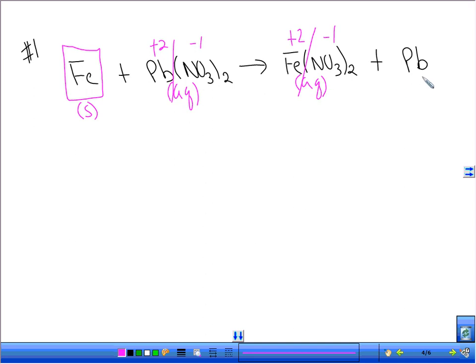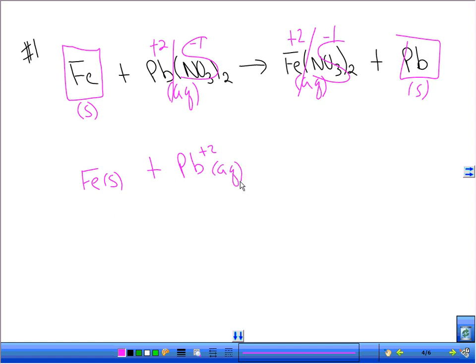This is not an acid, not a base, not an ionic compound, so this would get boxed and it would get labeled a solid. If we get rid of our spectators, which is that nitrate, I can't get rid of the iron because he's in a box over here. Can't get rid of the lead because he's in a box over there. So I'm going to write it. Notice this Fe does not have a charge on it because when it's solid, it's not charged. Then Pb is actually charged because it's not solid, it's aqueous.